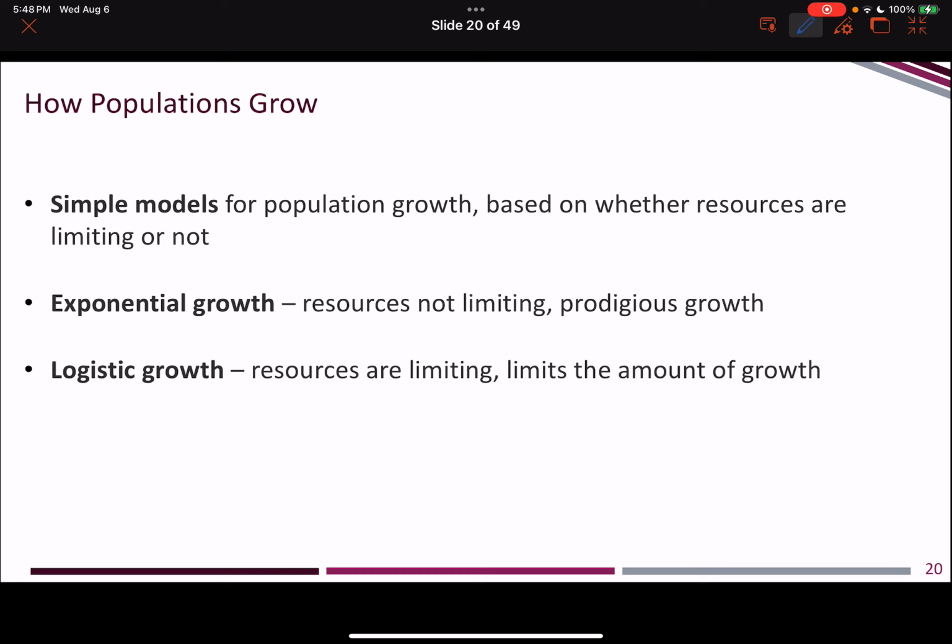When that happens, we get logistic growth. So logistic growth is the type of growth in a population that happens when resources are limited. And so if you think about these, with logistic growth, we have to eventually have a rate that slows, because slowly a resource is going to start limiting the population.